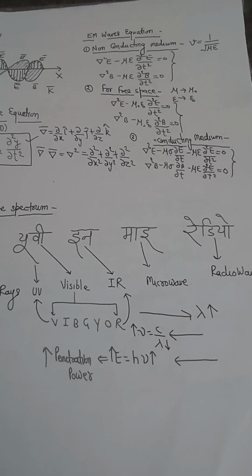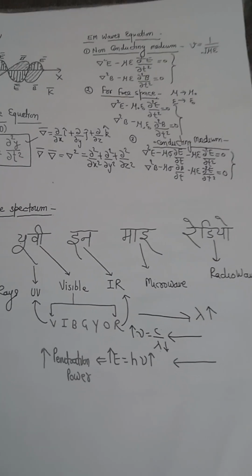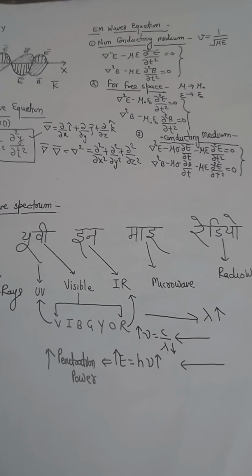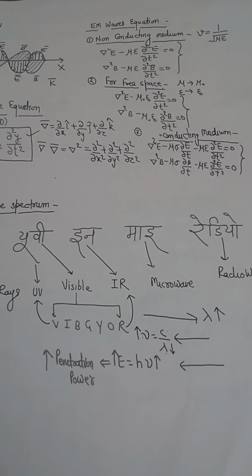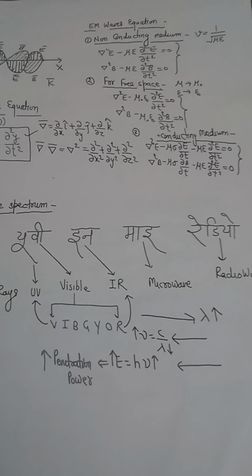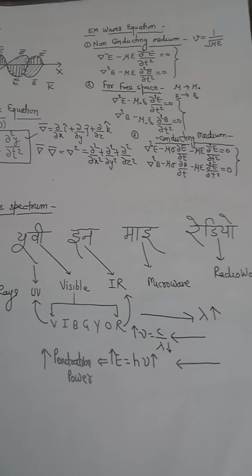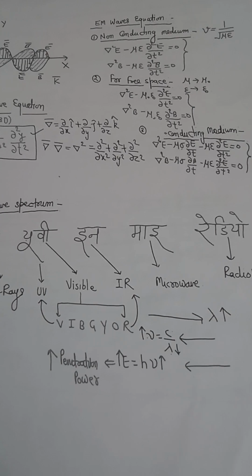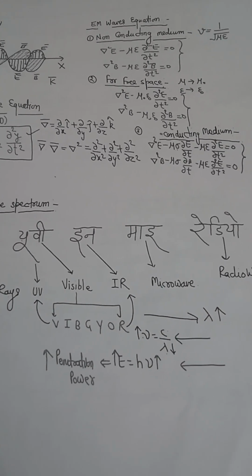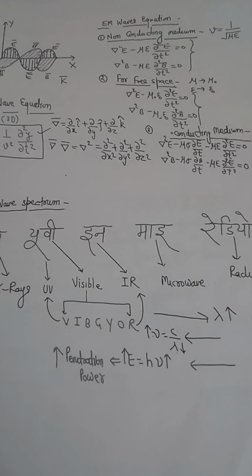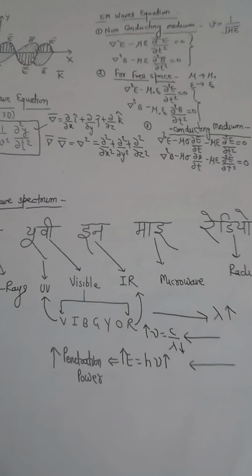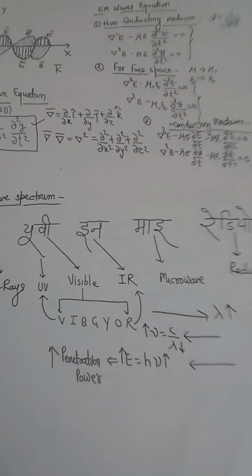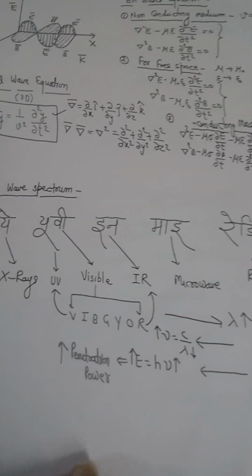So when we move from left to right, our wavelength increases, and because ν is equal to c upon λ, when λ decreases, frequency increases. So penetration power increases when energy increases, and energy is equal to hν. So when frequency increases, our energy increases and our penetration power also increases.